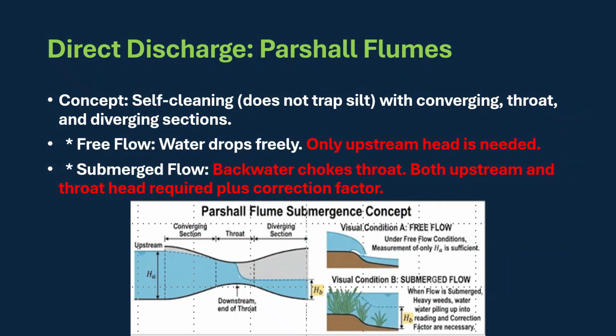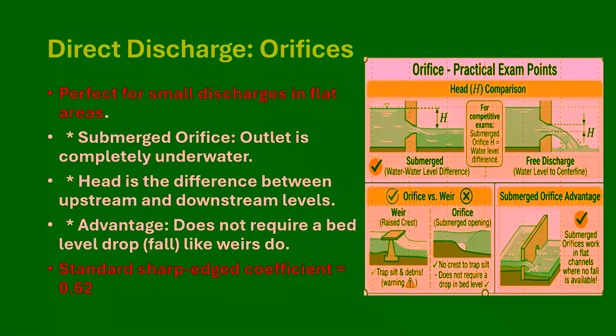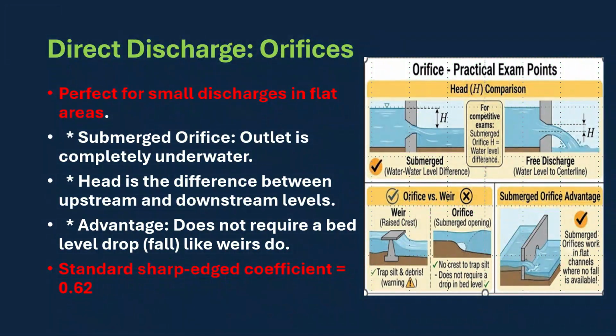Let's look at orifices. An orifice is simply a shaped hole with a closed perimeter that water flows through. The standard coefficient you need to memorize for the sharp edged orifice is 0.62. Orifices work brilliantly for measuring small discharge.